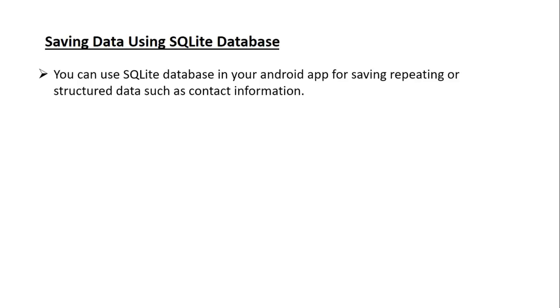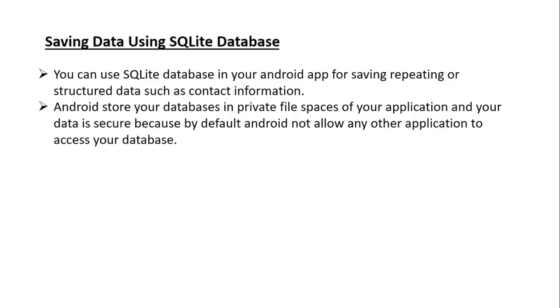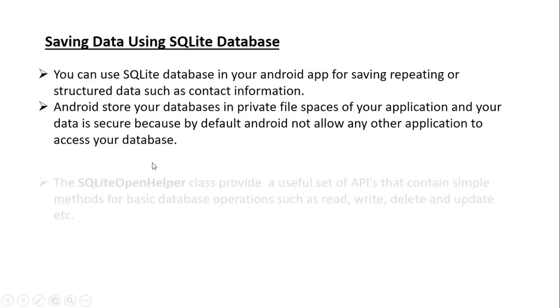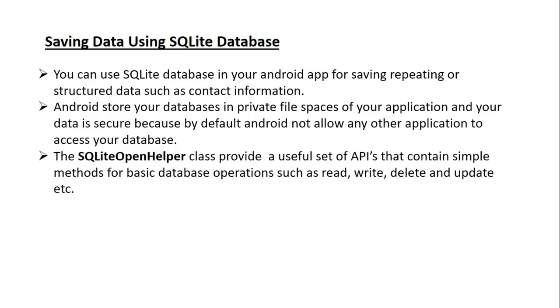You can use an SQLite database in your Android app for saving repeating or structured data such as contact information. Android stores your database in the private file space of your application, and your data is secure because by default Android does not allow any other application to access your database. The SQLiteOpenHelper class provides a useful set of APIs that contain simple methods for basic database operations such as read, write, delete and update, etc.